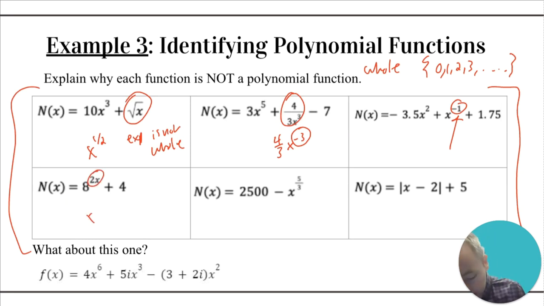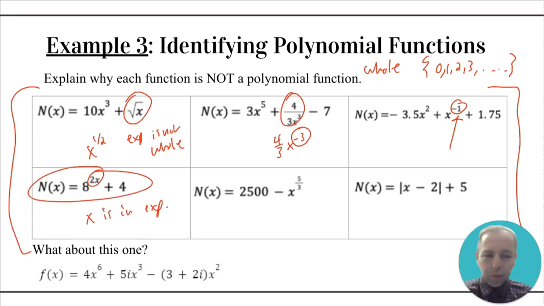You'll actually see that x is in the exponent, which is not what we want in polynomials. In polynomials, we need x to be the base, and then the exponents can only be whole numbers, okay? So what this function is right here is an exponential function, which we'll get into later. Again, right here, that's not a whole number exponent, right? 5/3. So that ain't gonna work.